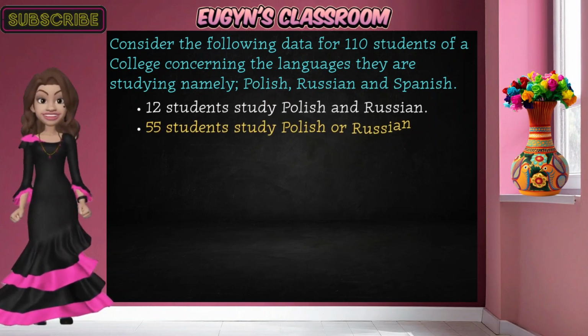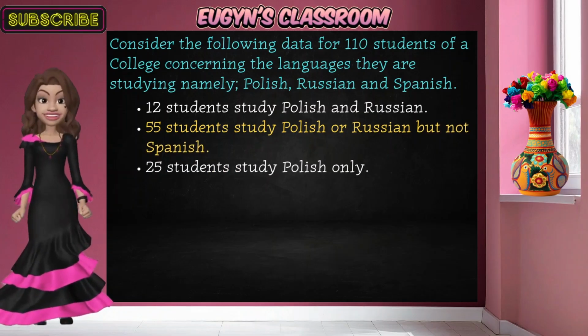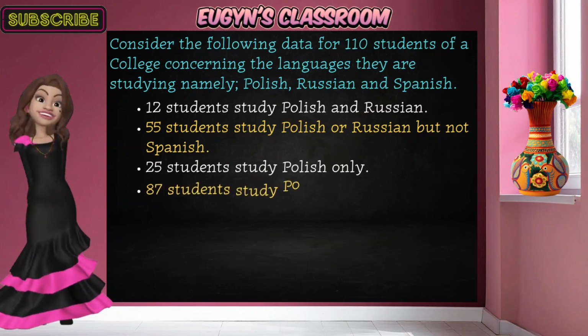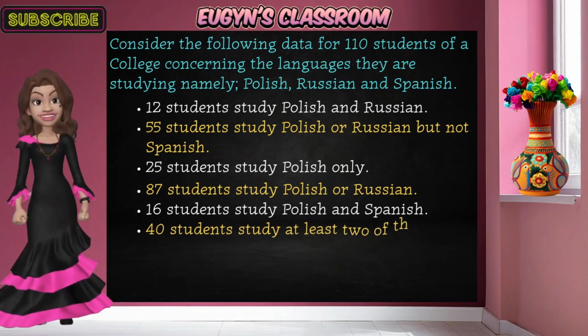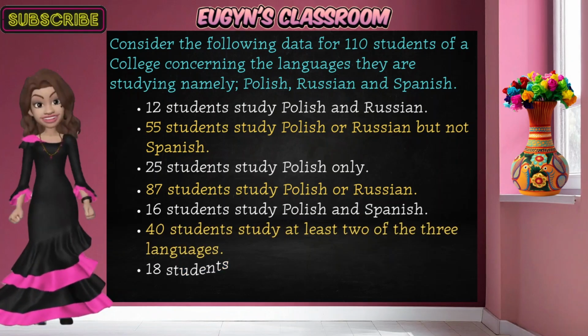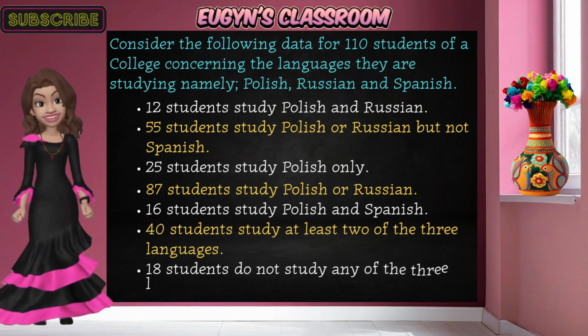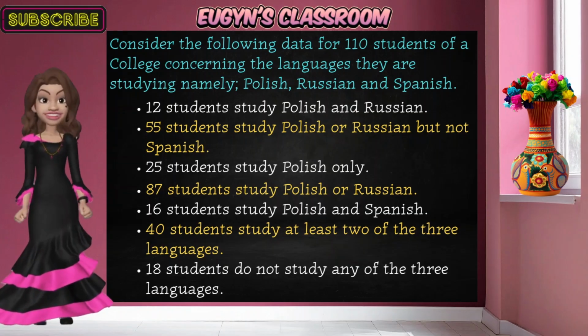55 students study Polish or Russian, but not Spanish. 25 students study Polish only. 87 students study Polish or Russian. 16 students study Polish and Spanish. 40 students study at least 2 of the 3 languages. 18 students do not study any of the 3 languages.